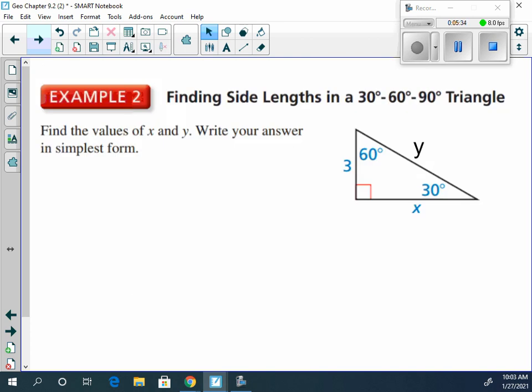Now, if we look at this here, what side length are we given? The side opposite 30, the side opposite 60, or the side opposite 90? The shortest side, the side opposite 30. Well, the side opposite 30, if I want to go from here to the hypotenuse, what do we do?